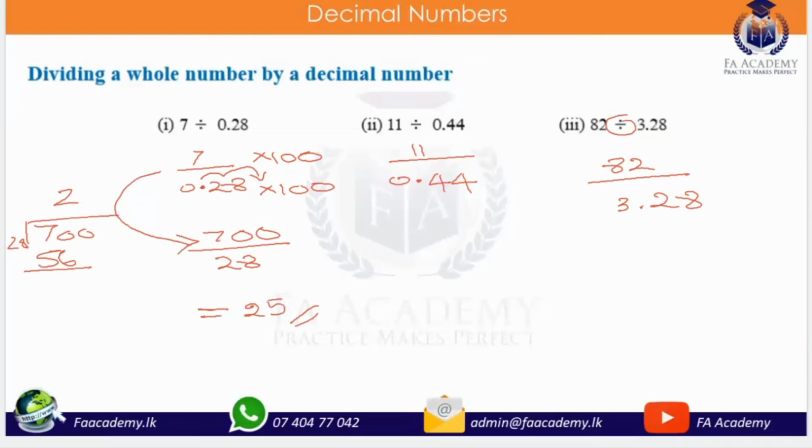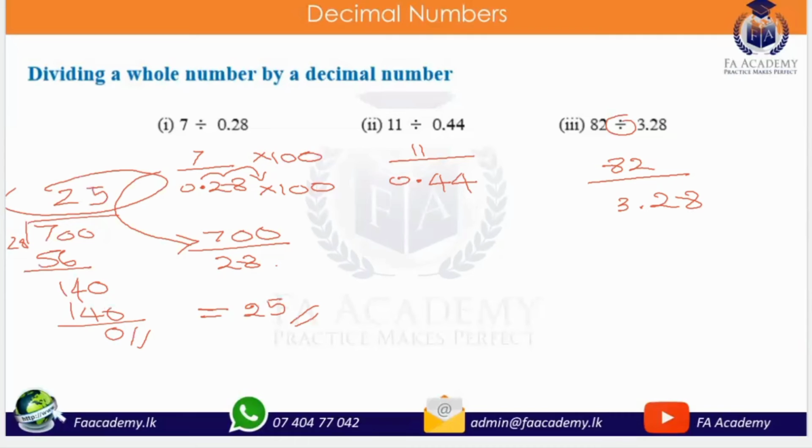We can't take 28 times 3 because 28 times 3 gives 84, so it's more than 70. So you can do the subtraction now. Then you get 140. For 140 exactly, there are 5 28s. So then no remainder. And that's how I got 25 as the answer. I hope you understood this part.